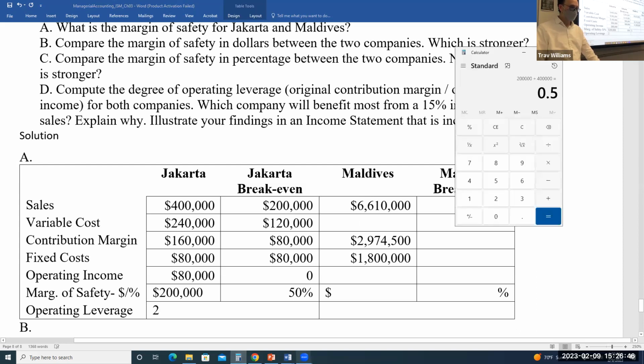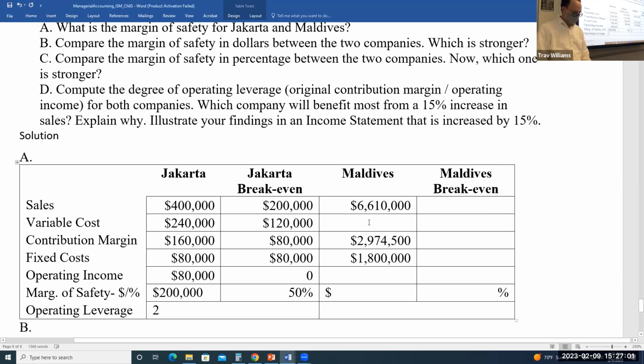So for Maldives, take their sales minus their contribution margin. Difference is variable costs of 3,635,500. Okay. And we can take contribution margin minus fixed costs.